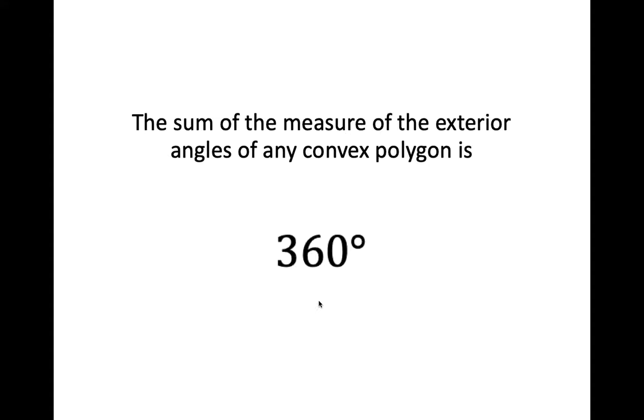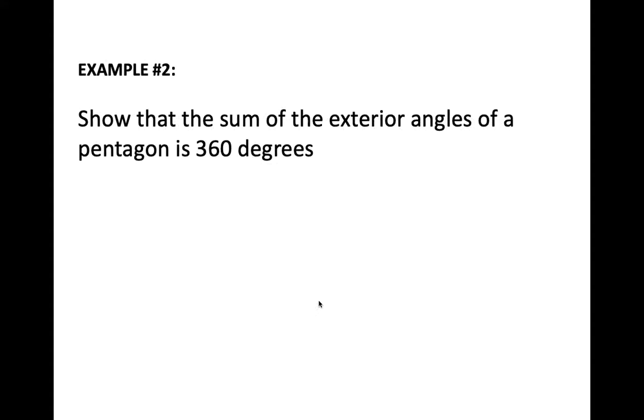Now for this one, in order to be able to prove this deductively, it's a little bit of a tricky proof. And so, as a result, what we're going to do instead is keep it to pentagons for this one. And I think that will help you realize how it would work for everyone. But show that the sum of the exterior angles of a pentagon is 360. So, we're going to prove this deductively for the shape of a pentagon.